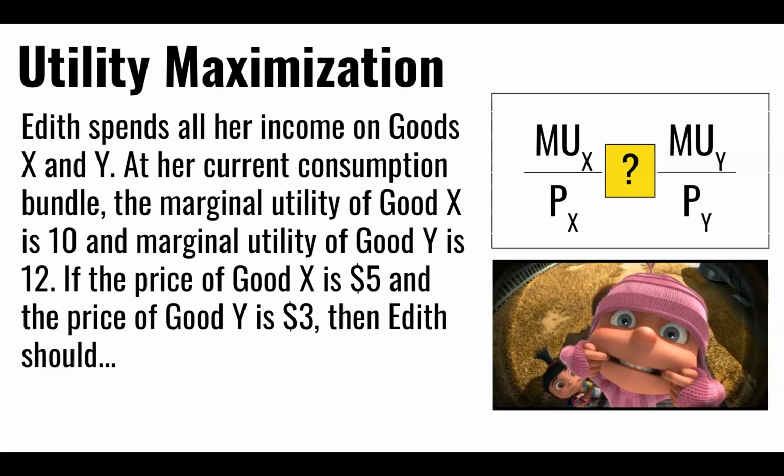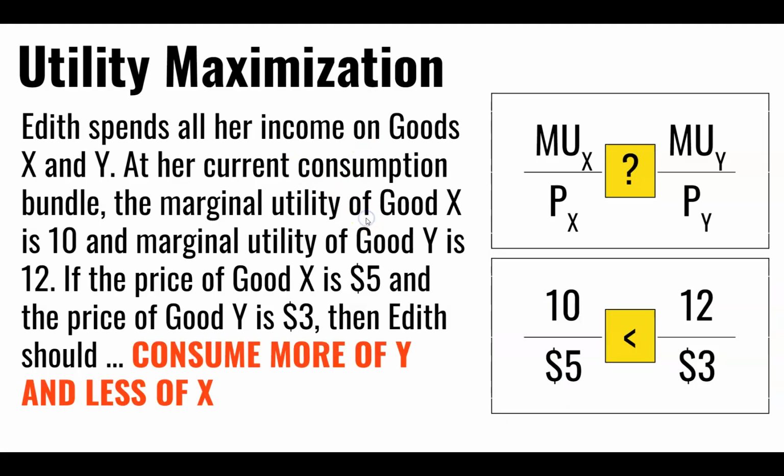So we could plug these numbers into the formula, and we would see that she should be consuming more of good Y and less of good X because she's only getting 2 utils per dollar on good X. She's getting 4 utils per dollar on good Y. And so it's a better value for her. So if she wants to make herself the happiest she can possibly be, she should buy more Y and less X.